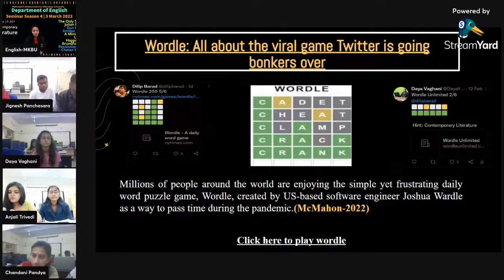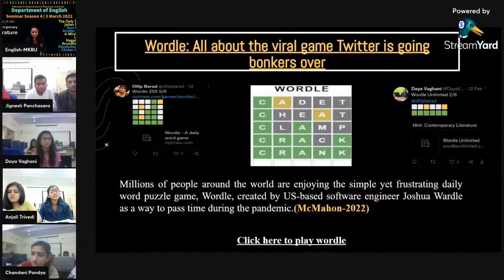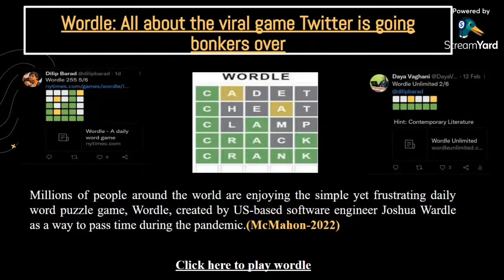We can see that a lot of people on Twitter are sharing mosaics made up of green, yellow, and gray colored boxes. As I have mentioned here, Bharat sir's tweet is shown, and I have also tried to play the Wordle game shared by sir, and my tweet is also here. I have included the screenshot of that tweet.